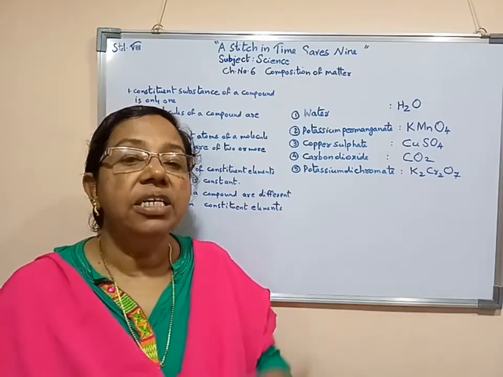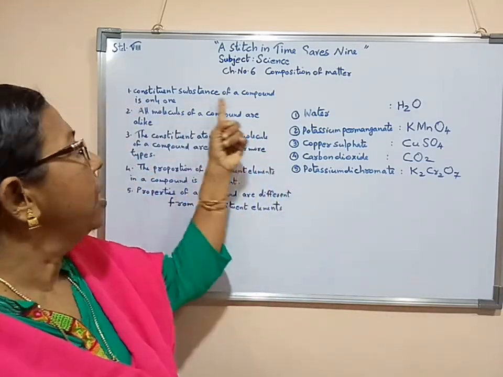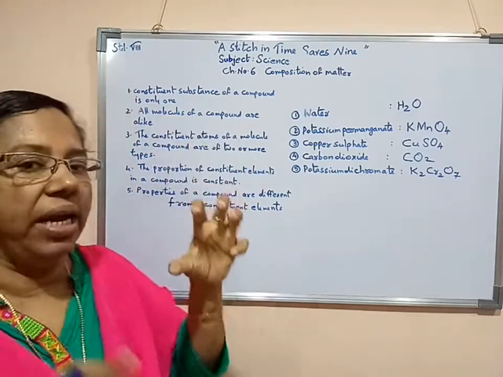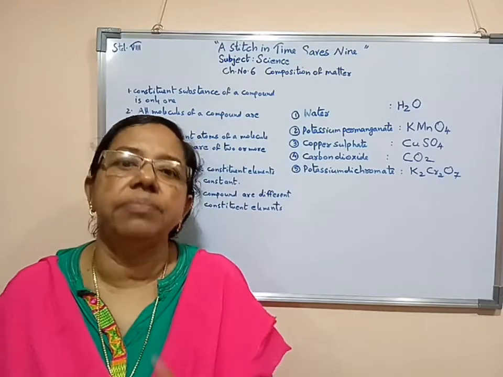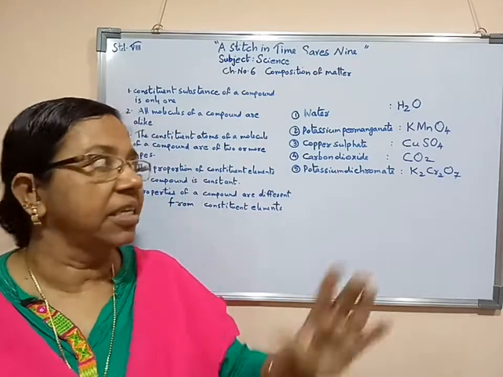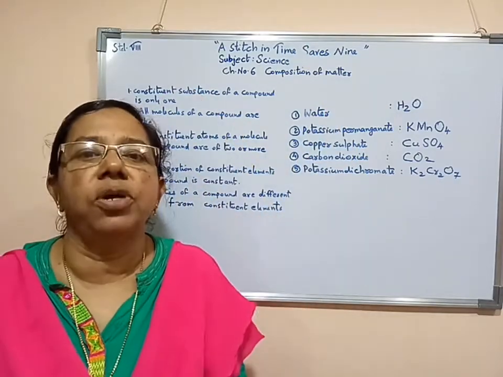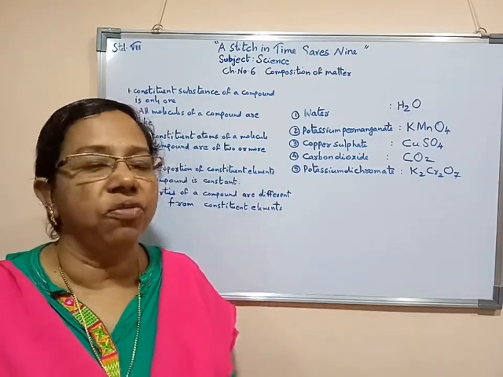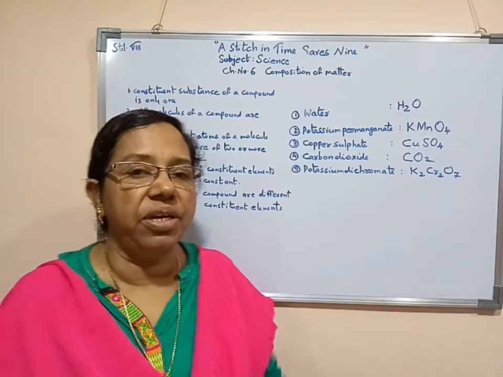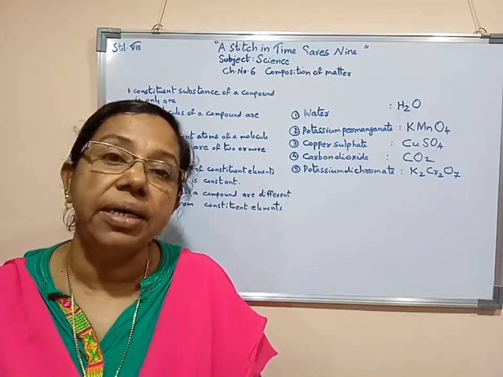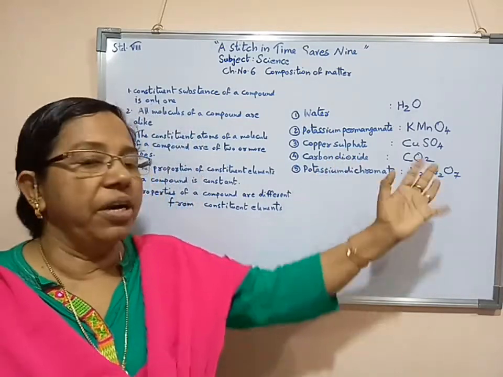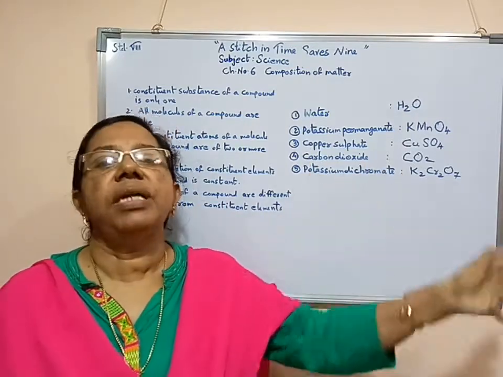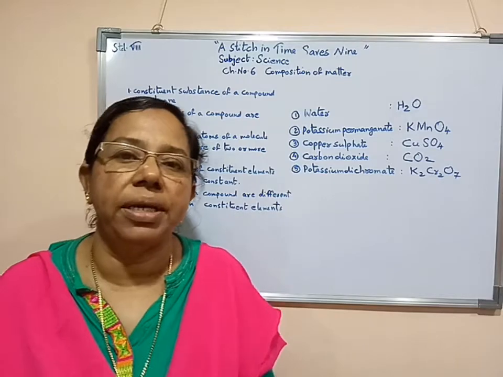or we can say molecules will be there. So the first point is that the constituent substance of a compound is only one. In that only the same substance will be there, no other substance. Water, if we say, in that only water molecules will be there. Potassium permanganate, in that only potassium permanganate molecules. Similarly copper sulfate, only copper sulfate molecules. Carbon dioxide, only carbon dioxide molecules. Potassium dichromate, only potassium dichromate molecules.